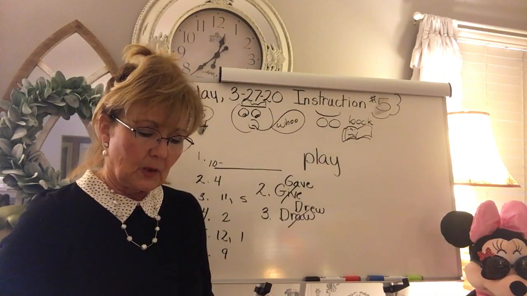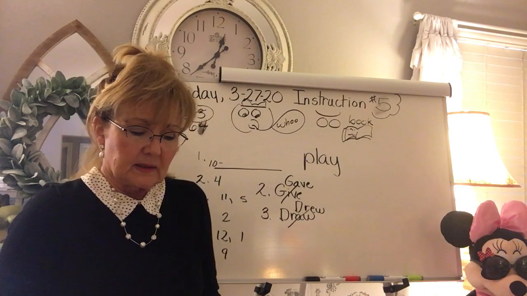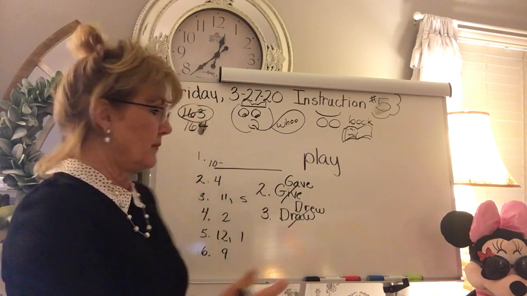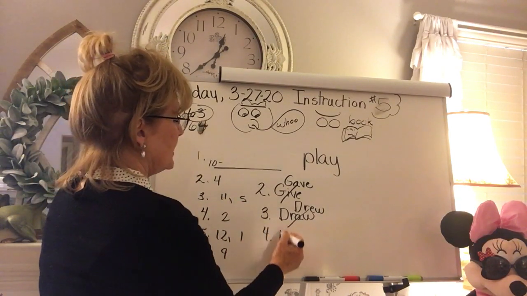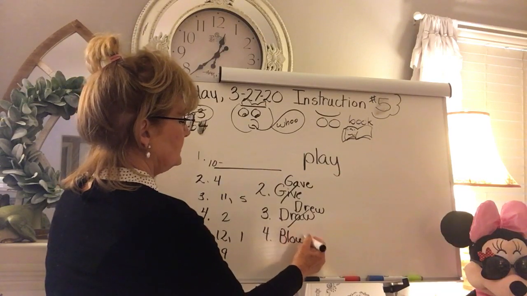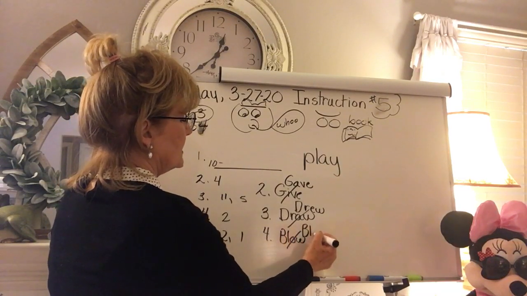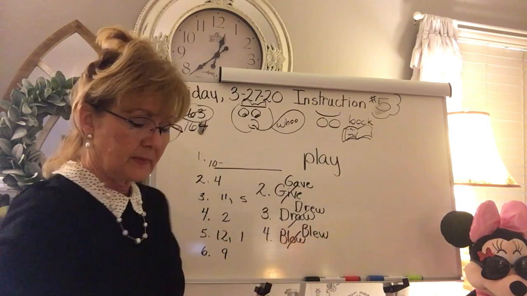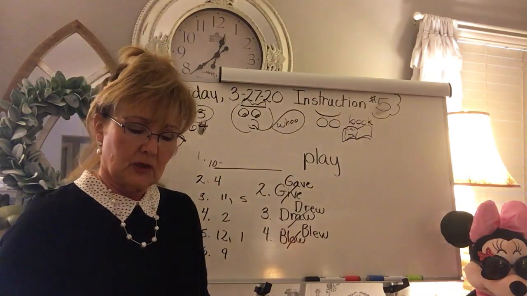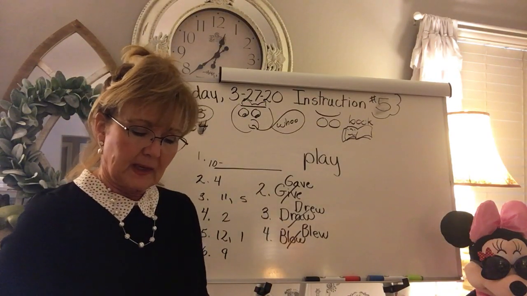Number 4, blow up balloons. He already did it. So he blew. So you change blow to blew. He blew up the balloons for the stage. You'll copy it later. Number 5, make blue paint.